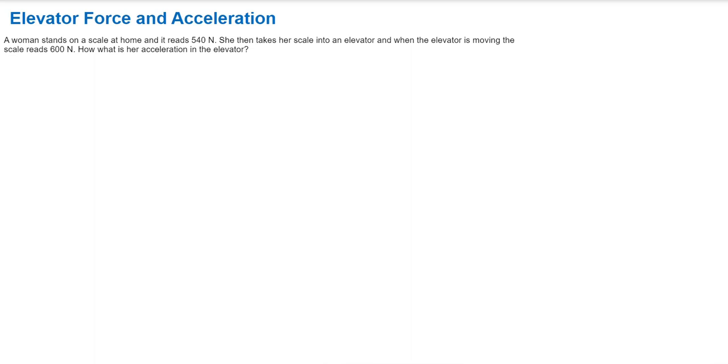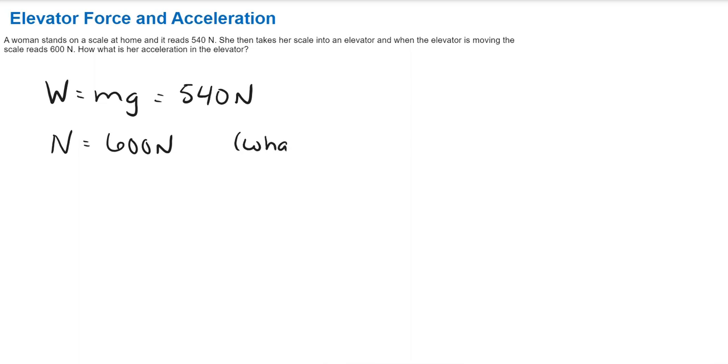So what do we know here? We know that her normal weight, her mg, is 540 newtons. And then we have what the scale is reading in the elevator when she's moving. This is actually just the normal force that the scale is exerting on this woman. And this is 600 newtons in this problem. So again, this is what the scale reads. So let's go ahead and draw a picture.